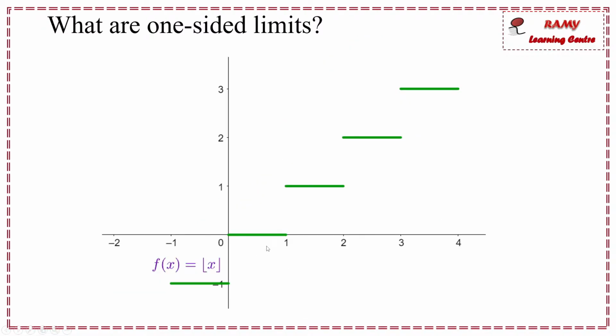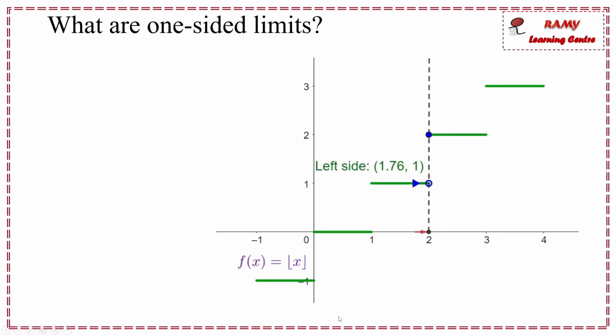This is the graph of f of x is equal to the greatest integer function of x. What is the greatest integer function? For example, if you have 2.33, the greatest integer is 2. If you have 1.22, the greatest integer is 1. If you have a number minus 1.77, then the greatest integer here is minus 1. This is also called the floor function, where the real numbers are mapped to their greatest integers.